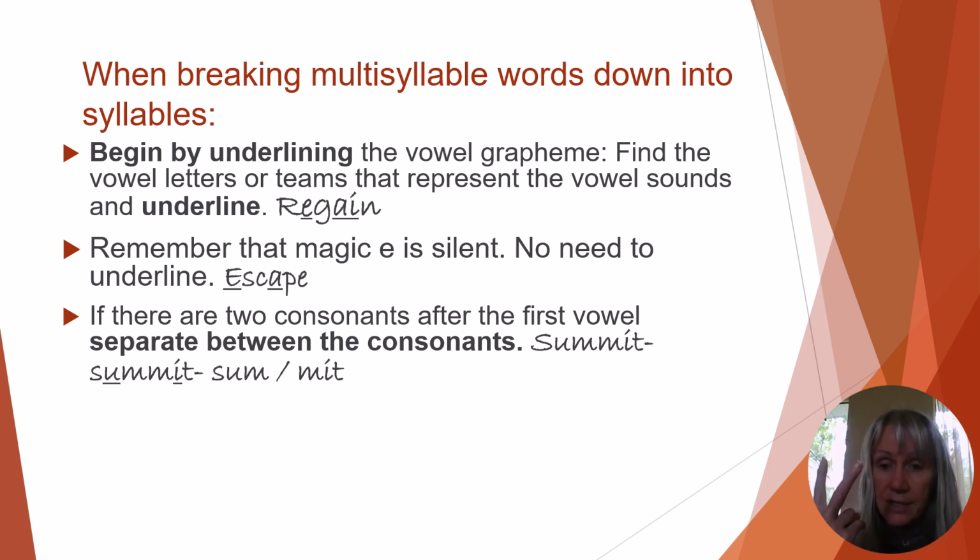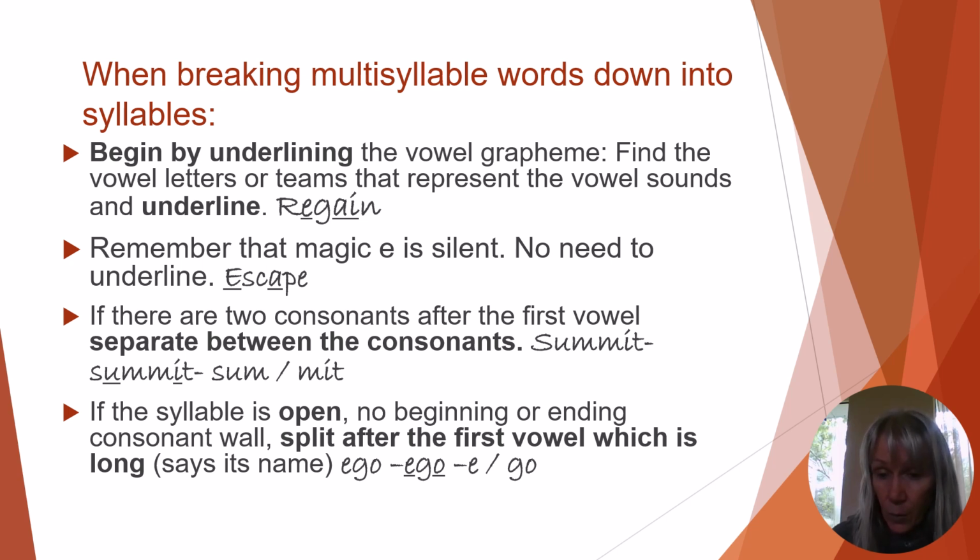We have how many syllables? Two. I have two graphemes underlined, so we have two syllables. I'm separating between two consonants. So if I see two consonants after my first vowel sound, we separate there. So we have sum as the first syllable and mit as the second syllable. We separate between two consonants that are together.